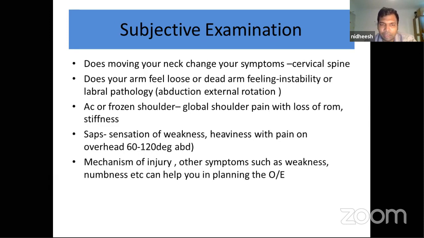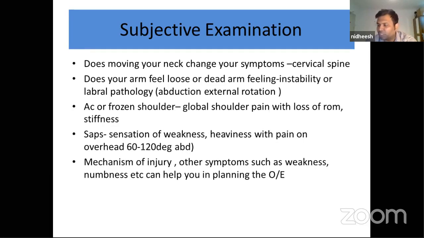And then again, you have frozen shoulder or PA shoulder, where there is a global pain all over the shoulder. They can't point to a certain structure, but they say they have shoulder pain overall, with loss of range of movement and stiffness. And then SAPS, which we will discuss in more detail in later slides. It's subacromial pain syndrome. There'll be a sensation of weakness and heaviness, with pain in overhead activities from 60 degrees to 120 degrees of abduction. I'll tell them how I'm going to examine and differentiate the patients objectively.